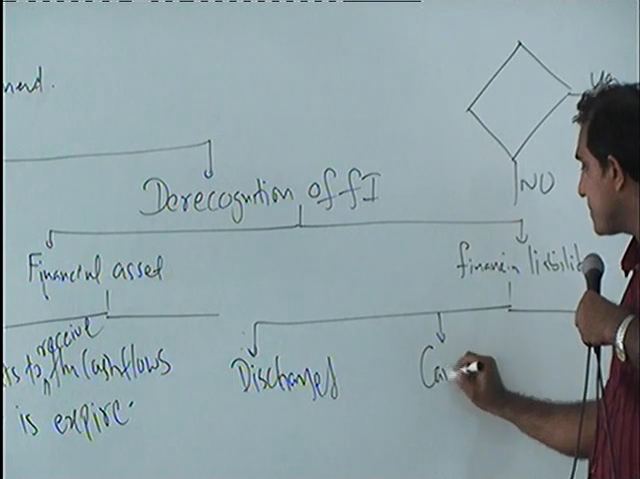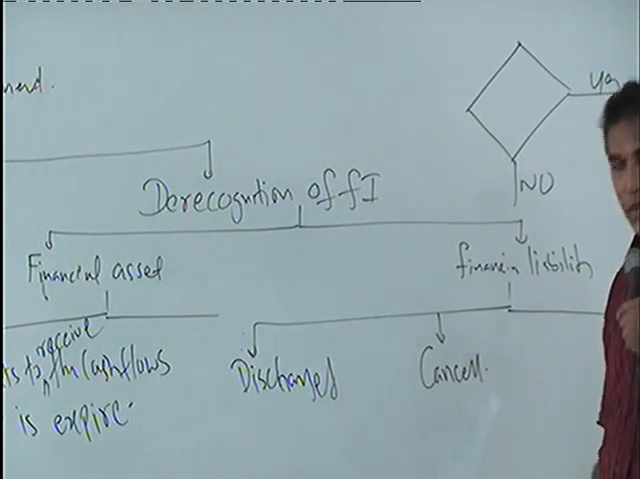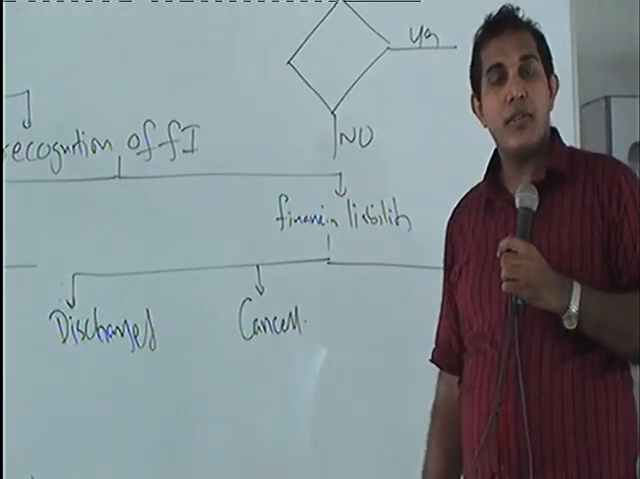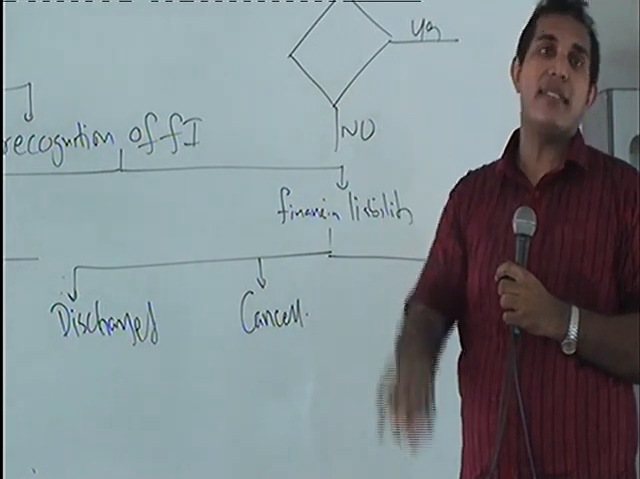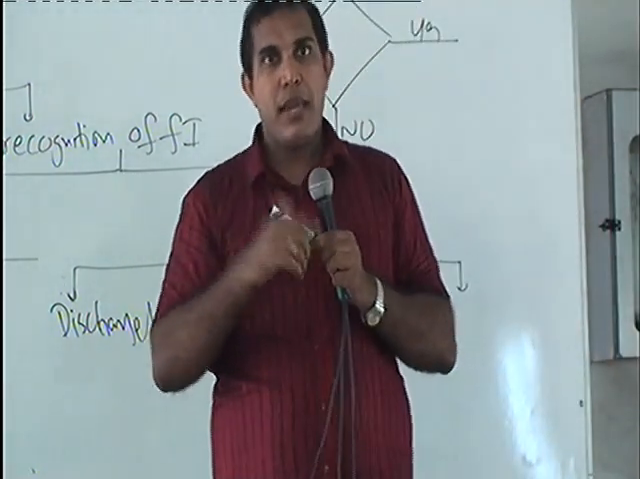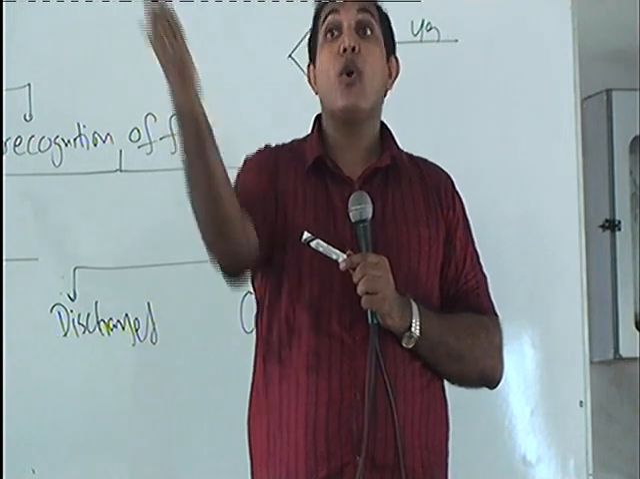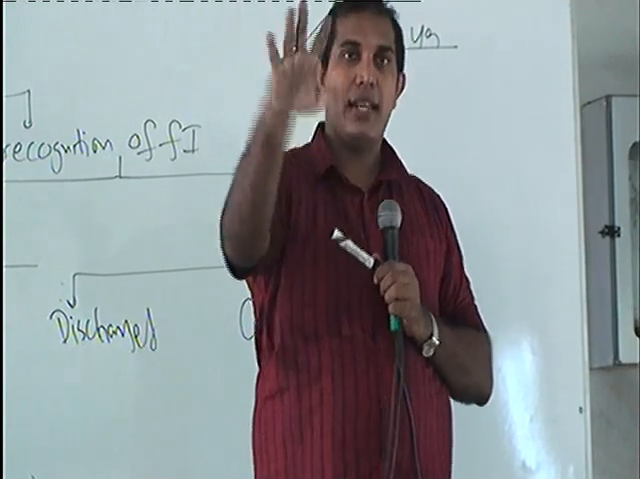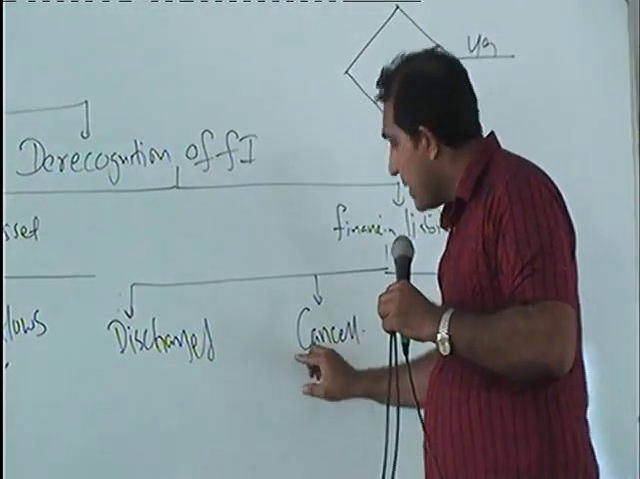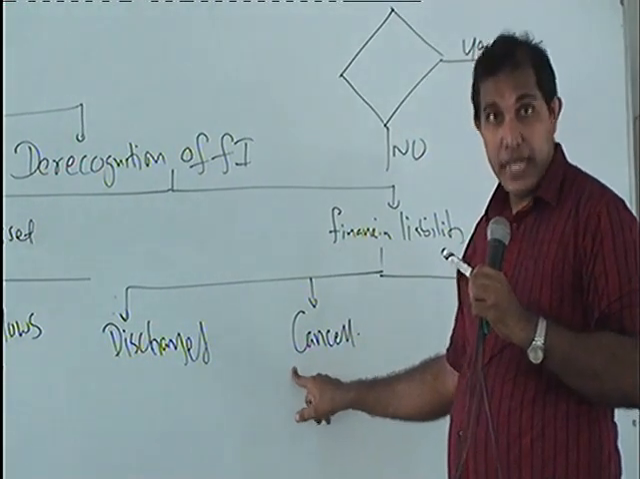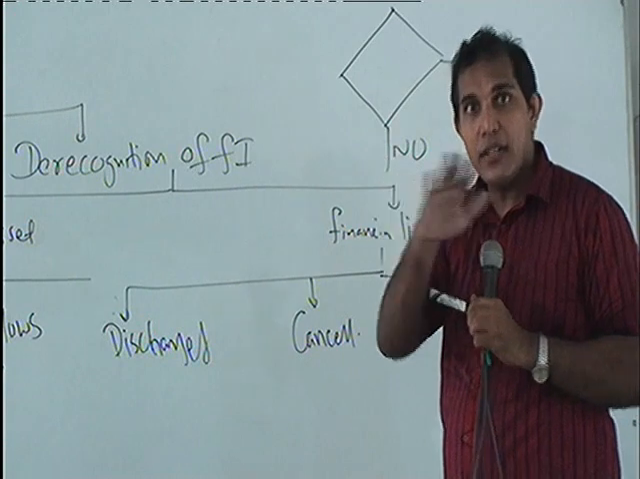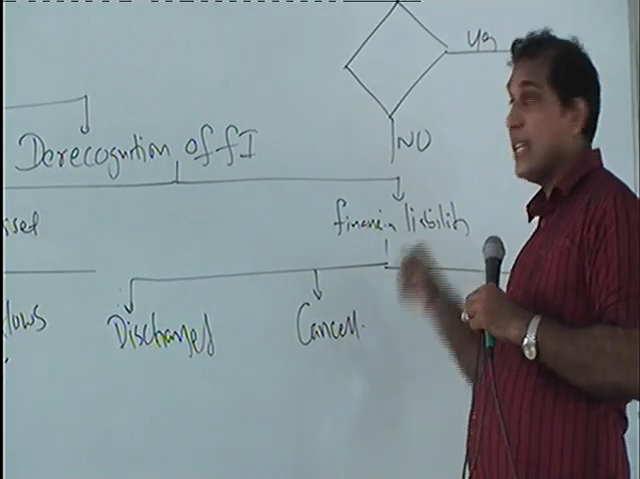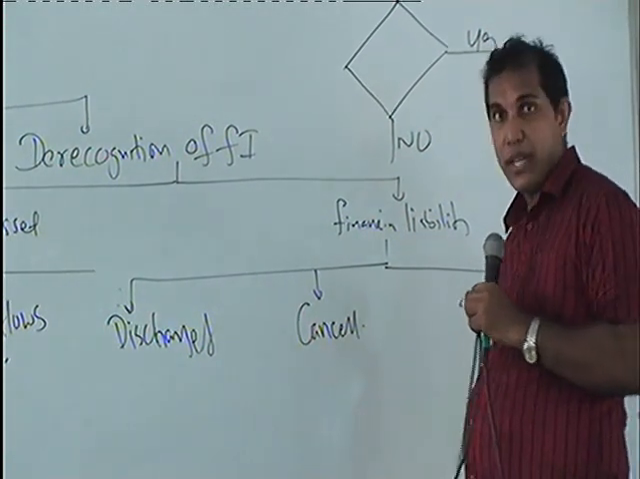Next one, cancel. What do you mean by cancel? We have a contractual obligation, and some outsider can cancel it. Legally, it can be cancelled through an agreement. Maybe a court order came saying you should not pay, no need to pay. But remember, legally we received an order to cancel. Then we can cancel the financial liability. That is the meaning of cancel.